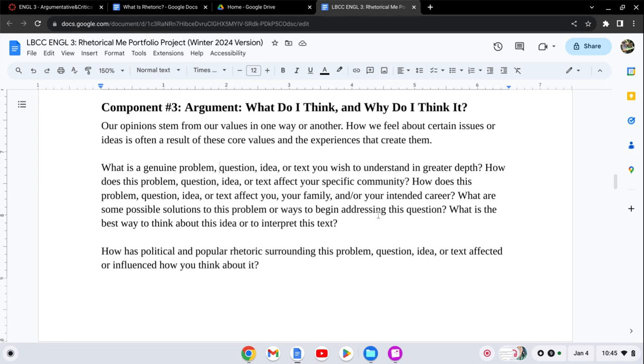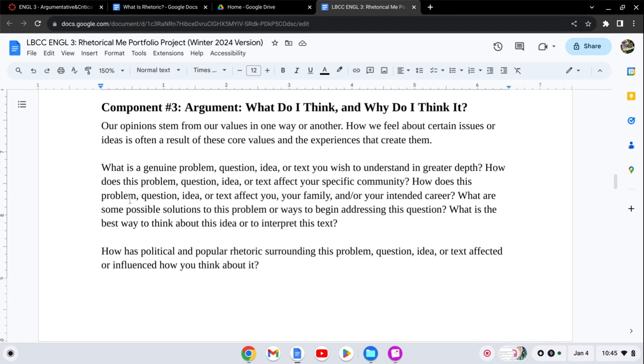So you might think, is this a problem that's within your specific community? Is this a question that you have about your specific community? Is this an idea that relates to your community, or a specific text? So again, going back to the text idea, if you're interested in a specific manga, you could think of community not necessarily limited to just where you live, but as a group of people you associate with. So other manga lovers, right? So how does that specific text influence the manga community at large? That could be something to think about.